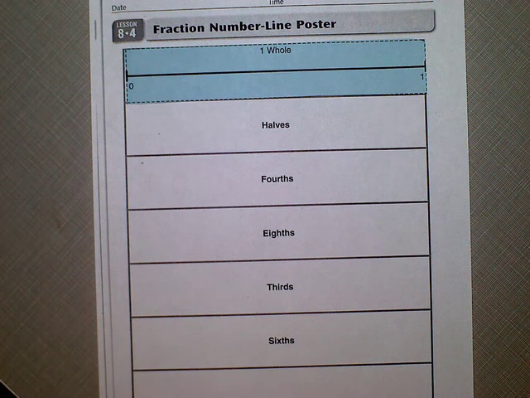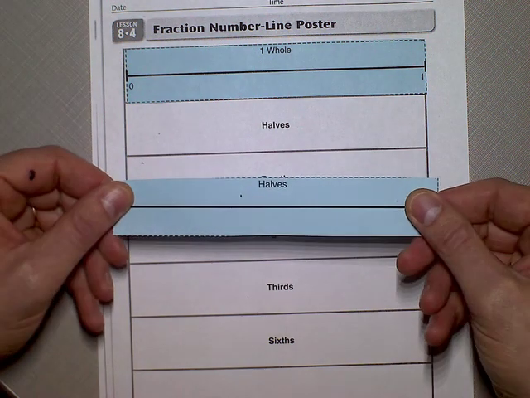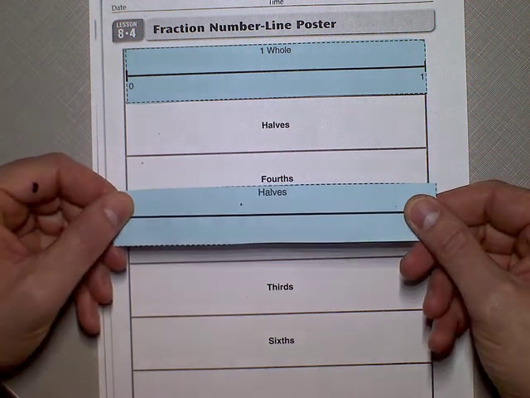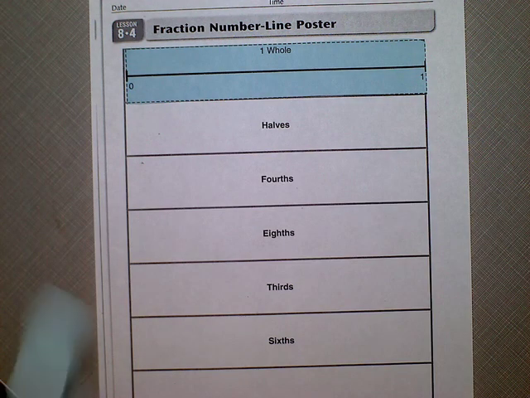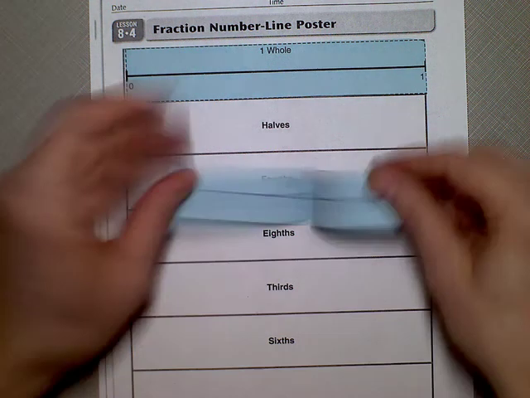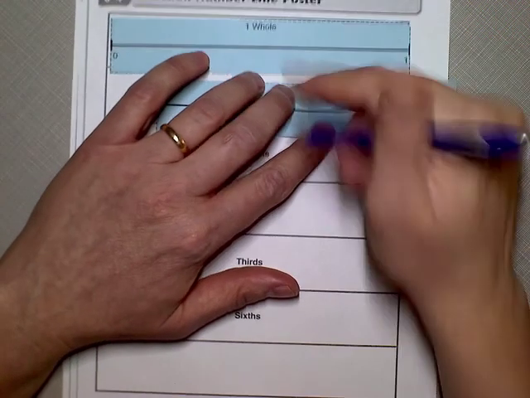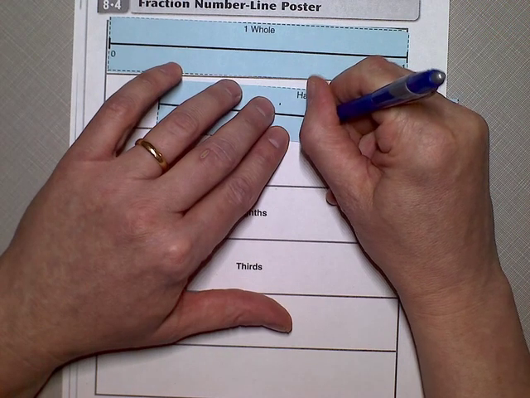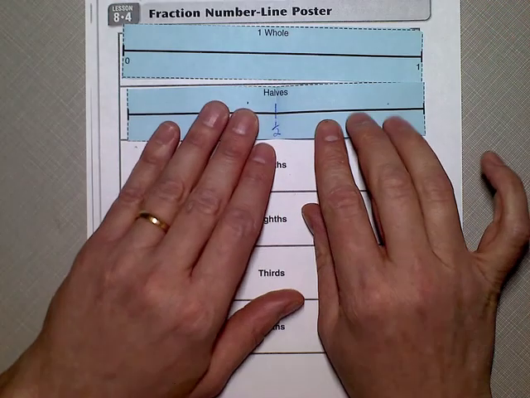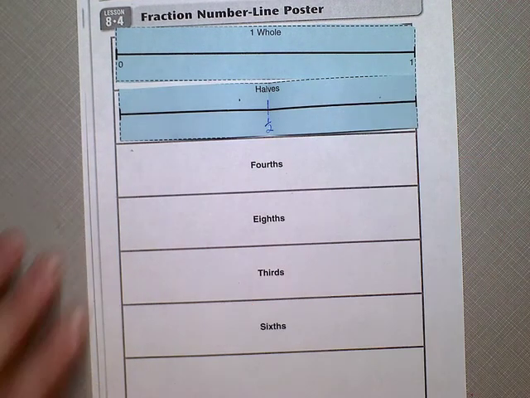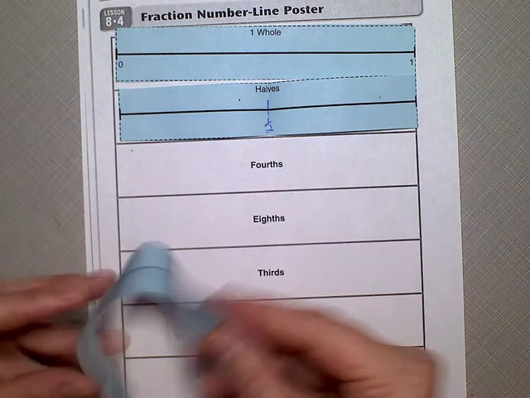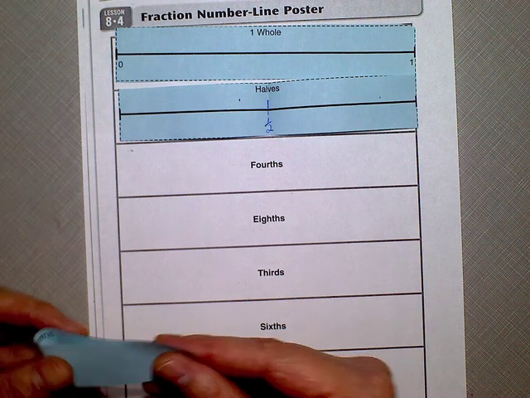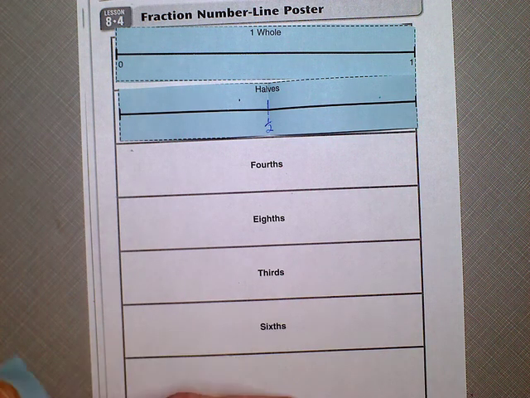As you can see, the numbers 0 and 1. Then we went to the halves, and this is the half piece that we used. I had them fold it in half evenly. They folded it in half, and in the crease, we drew a line and wrote 1/2. Then they glued it on. And this went all the way down. We did fourths. We folded it one time for halves, and then into fourths.